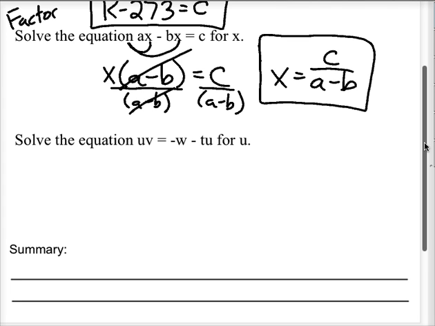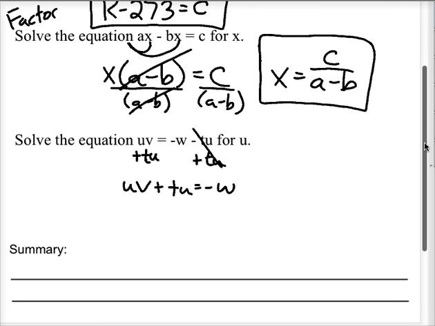So I'm going to add this TU over. Okay, so I'm going to add it over. I need to get it with the other U. So I have UV plus TU equals negative W. Again, all I've done is I've added that TU to both sides, so I have those U's together. Now again, those aren't like terms. It's not the same variables, the same power, so don't go too far with this.